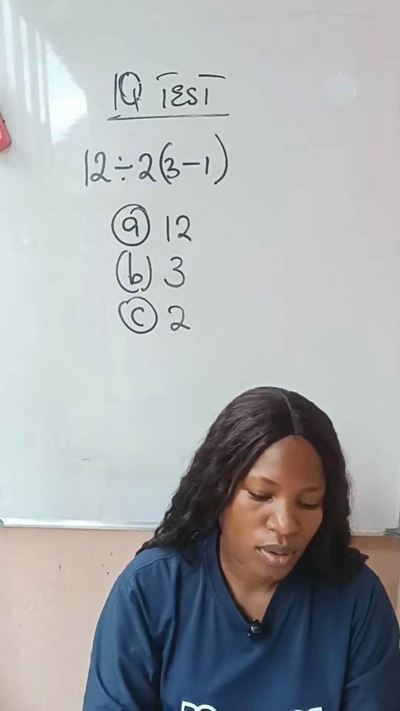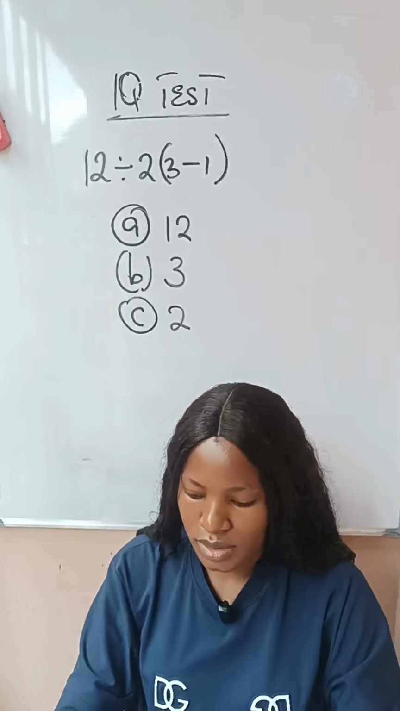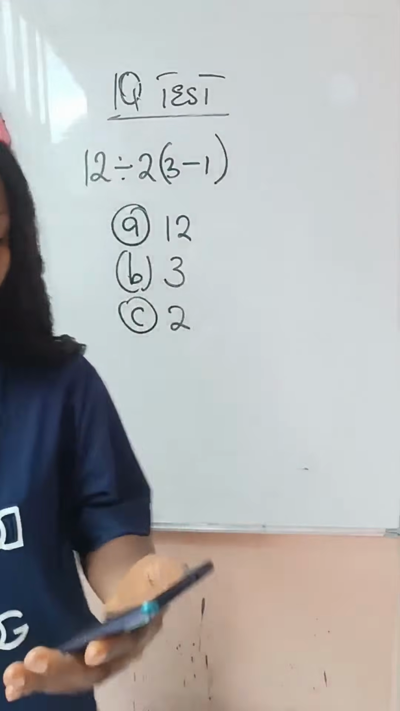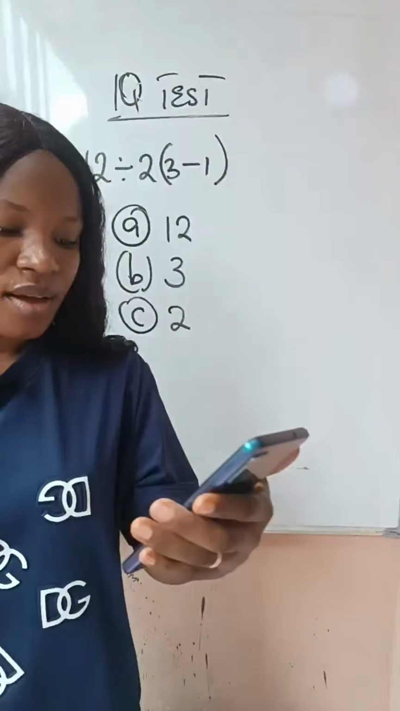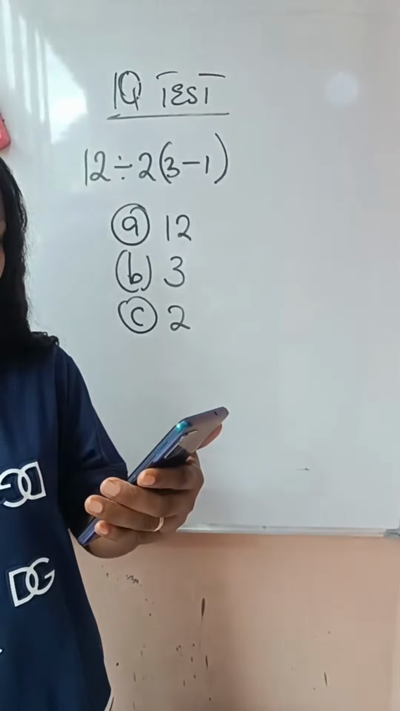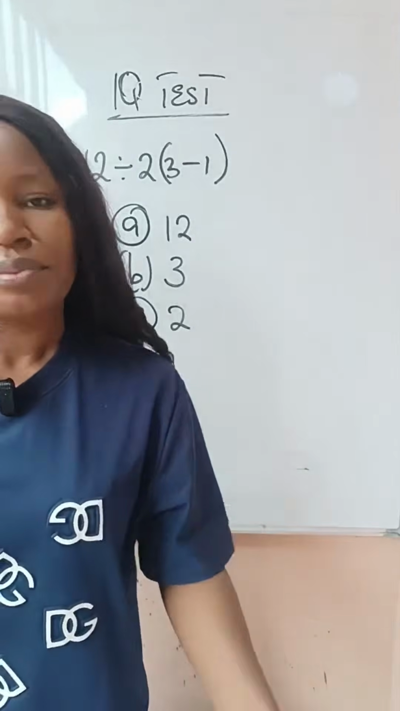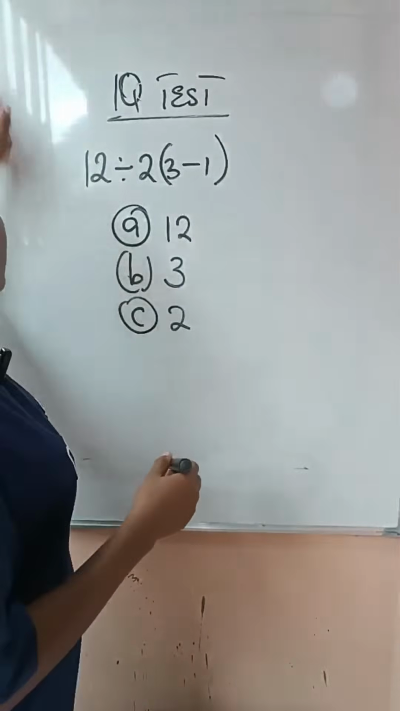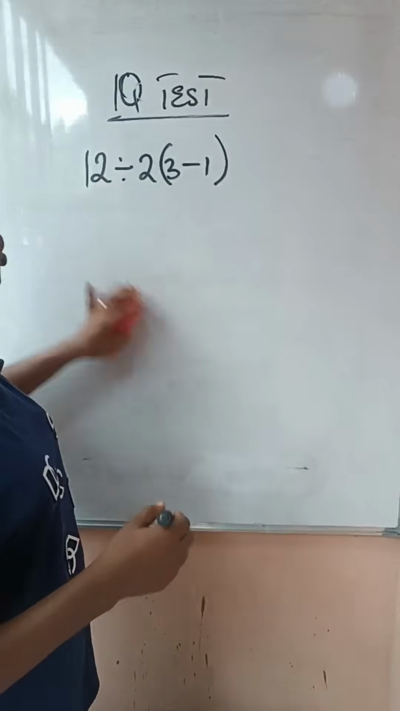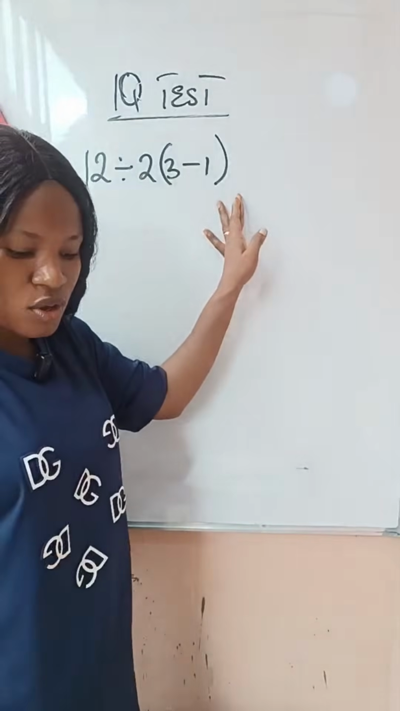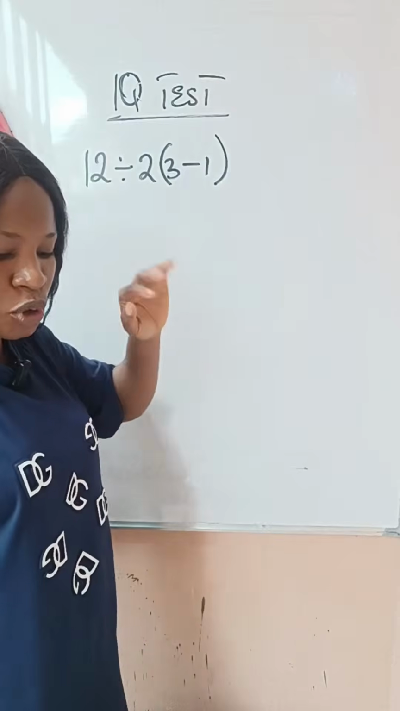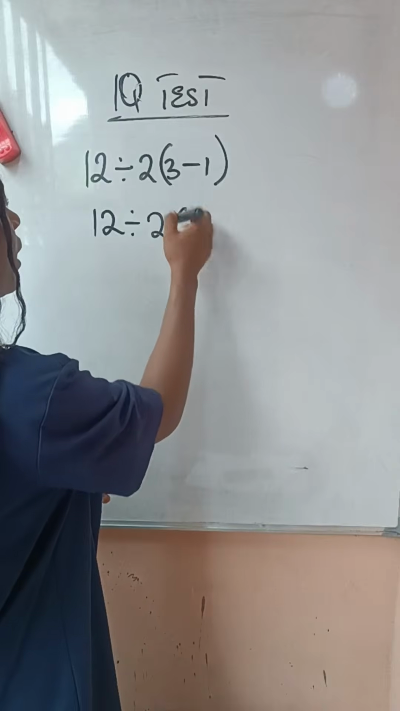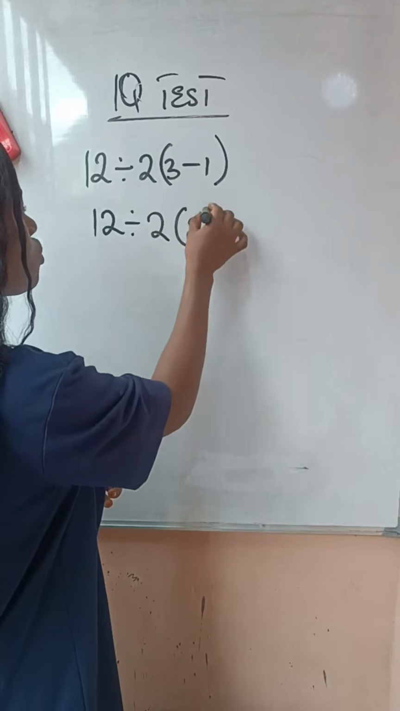Let's go. Let us go. So now this is it. The answer is 12 divided by 2 bracket 3 minus 1. So let's do this, friends. First of all, I know that we don't have an issue with the bracket first, using BODMAS or PEMDAS. So we have 12 divided by 2 bracket 3 minus 1, which is 2.